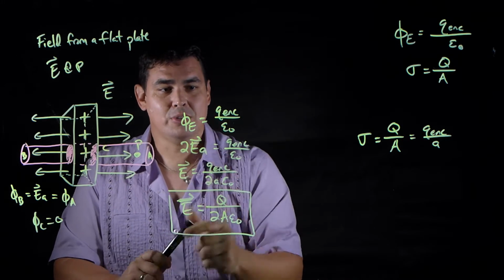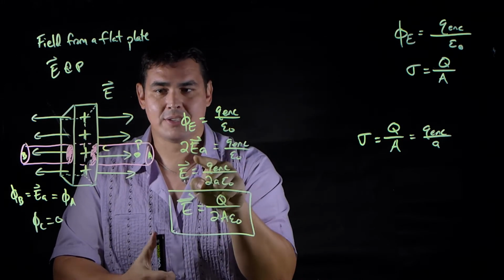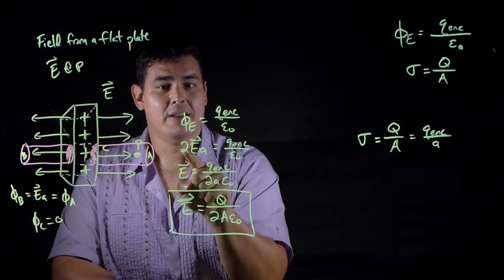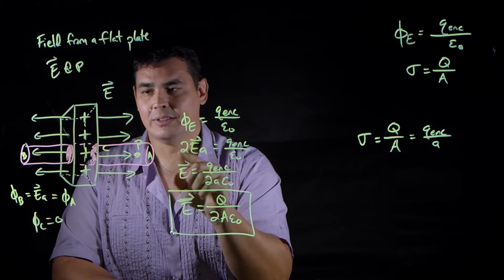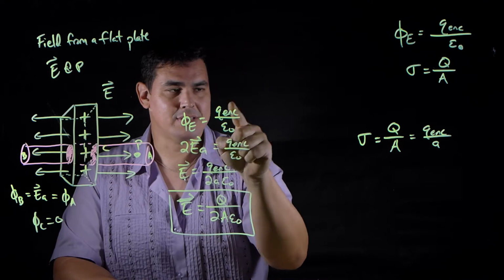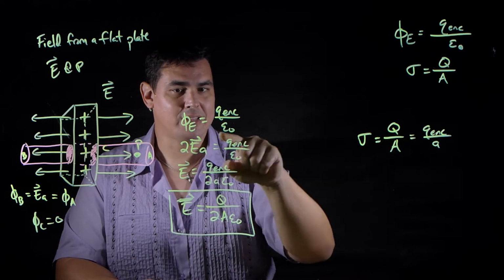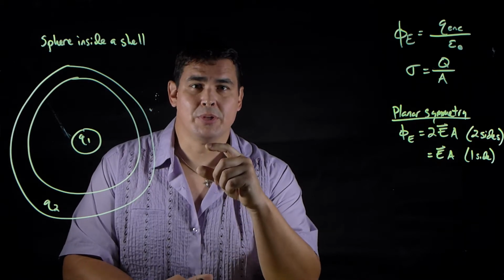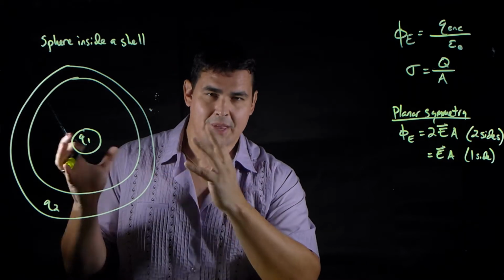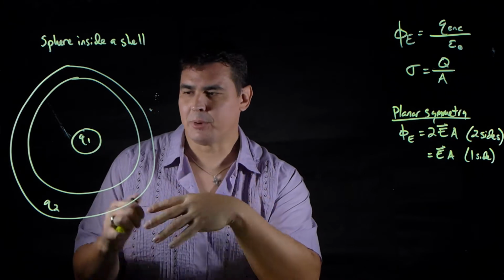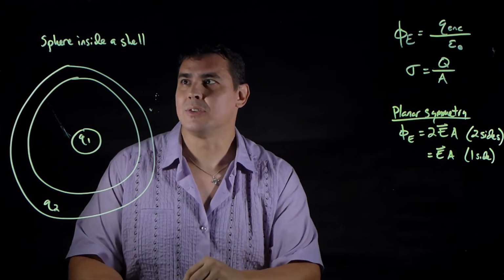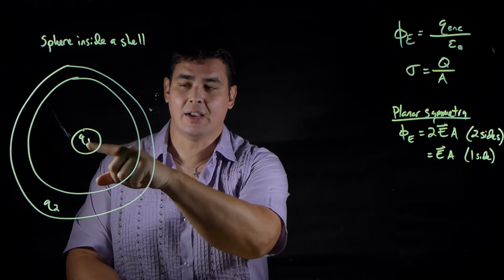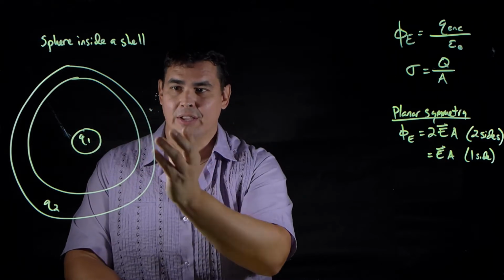Something else to notice too is this electric flux for a shape like this is 2 times the electric field times the area, right? Because this charge and area canceled out. All right, so now let's look at another example, which is a sphere inside a shell. I mean, it could be any spherical shape, right? But I'm going to show you this because I can knock 3 things out at once, right? So we're looking at a sphere, a conducting sphere inside of a conducting shell.